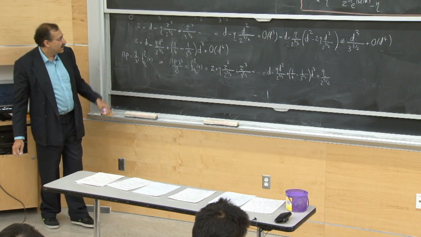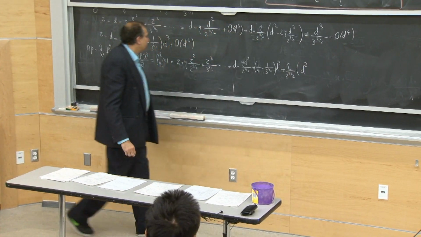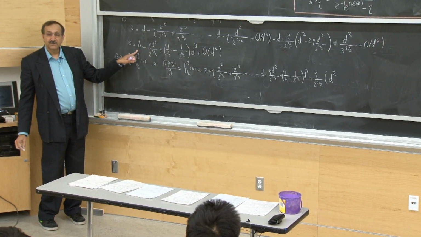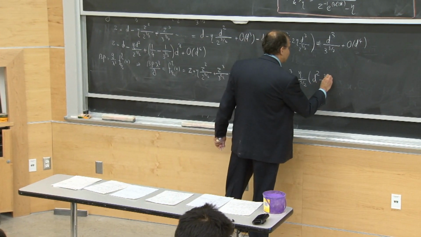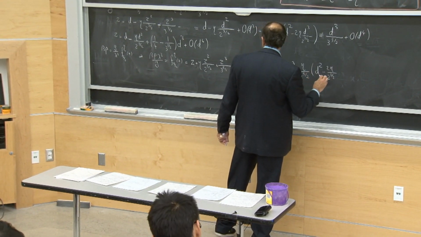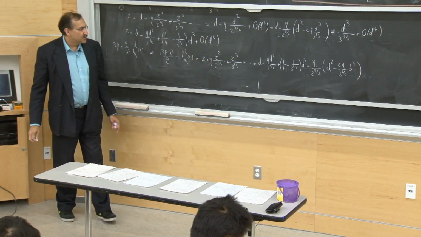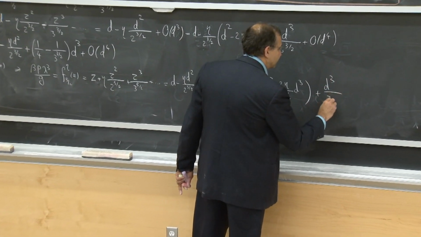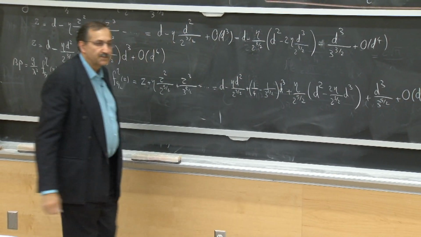So what do I have? I have d squared from squaring this term, and a term that is twice the product of these two terms. That's the only term that is order of d cubed. So I have minus 2 eta over 2 to the 3 halves d cubed. And finally, z cubed over 3 to the 5 halves will be d cubed over 3 to the 5 halves. And I haven't calculated anything at order of d to the 4th.